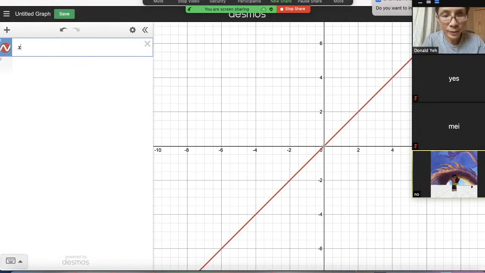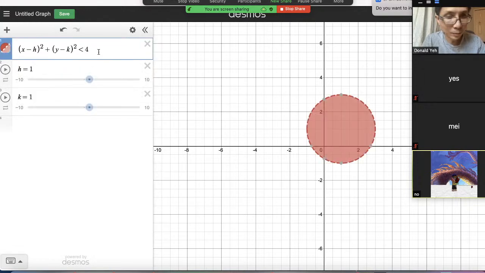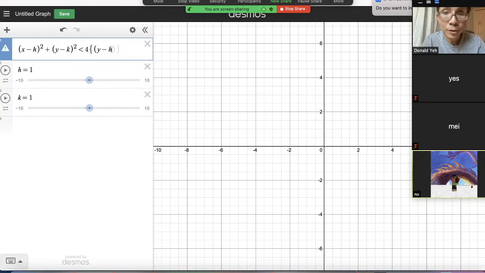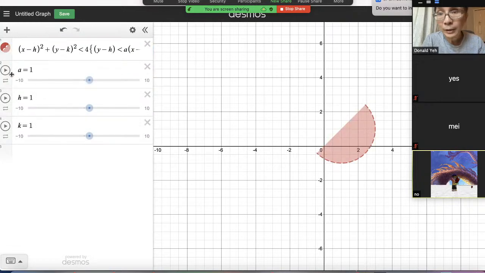So we got x minus h, squared, plus y minus k, squared, less than 4, and we add that. That's a circle with a restriction. We want the restriction to be y minus h less than a times x minus k. Okay, perfect. And add a. So now it's moving around.